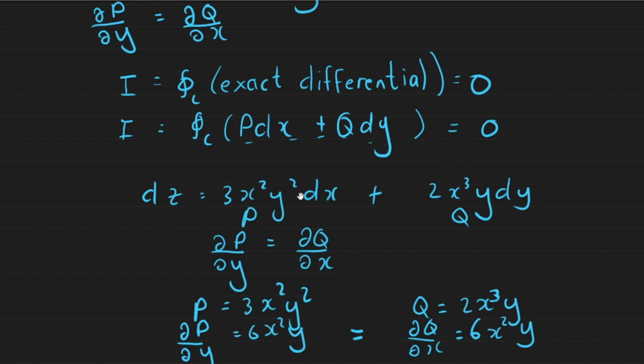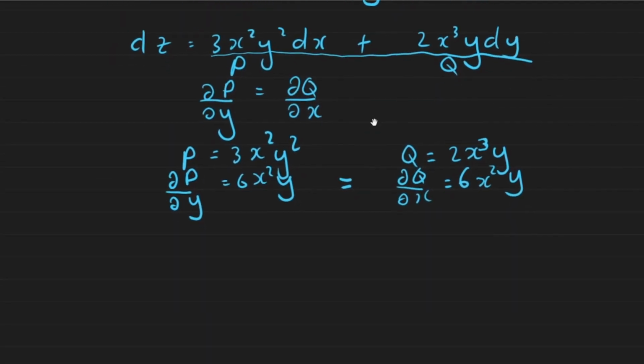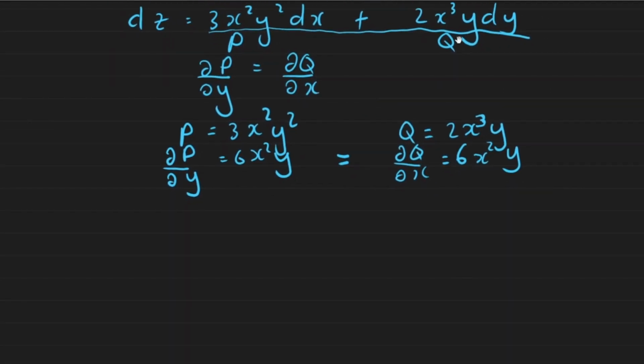So if this is our function, and if we integrate it around any closed curve, we should get 0. This is what our assertion is. So that's what we're going to do. We're going to integrate this function, 3x squared y squared, 2x cubed y, and let's see if it does in fact give us 0.